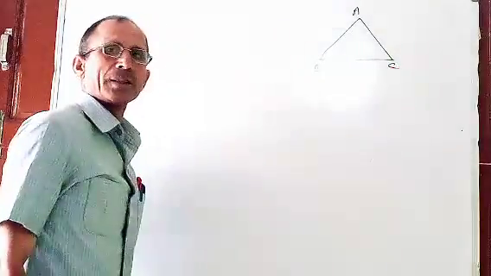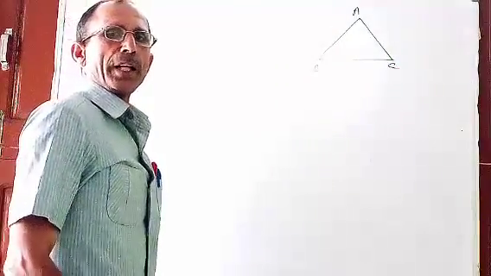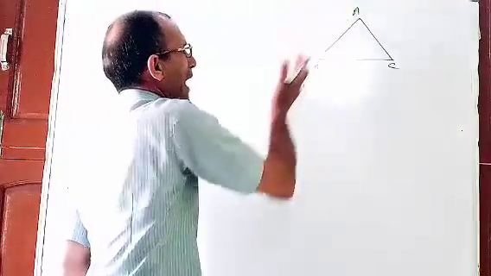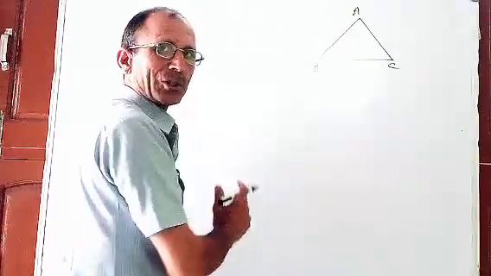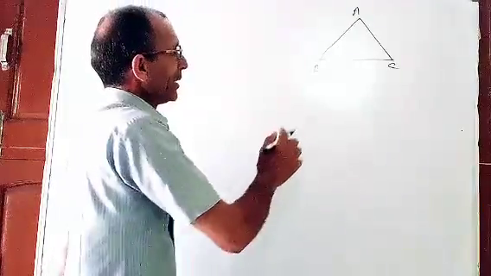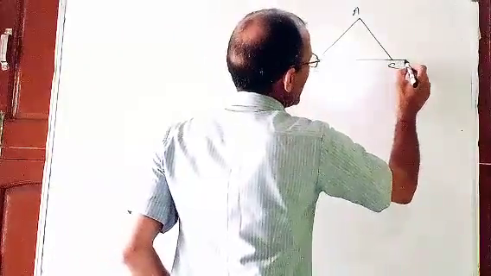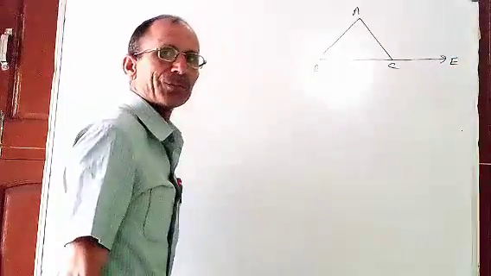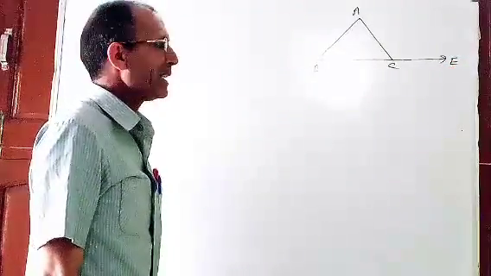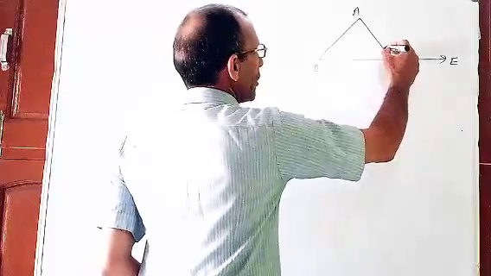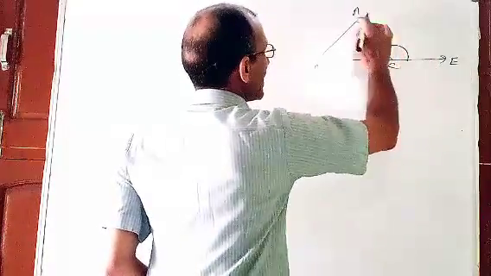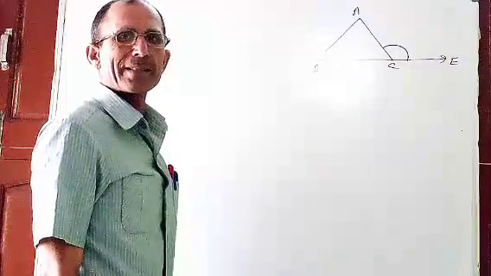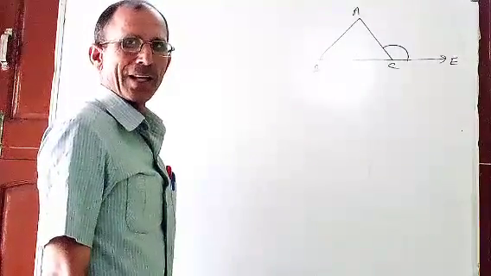BC. If any side is extended, it means if I extend a side, this will make an exterior angle. So I extended BC to E. I extended side BC. So the angle formed by the extended side is ACE. So this is exterior angle. Have you understood?